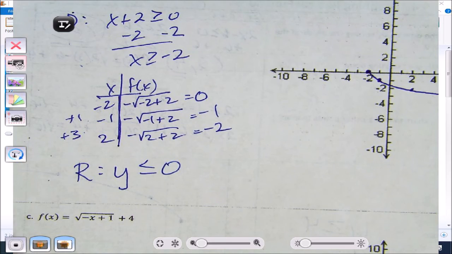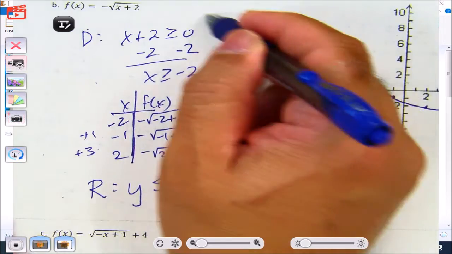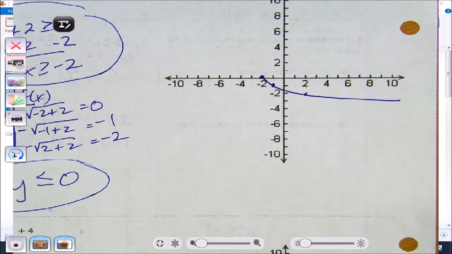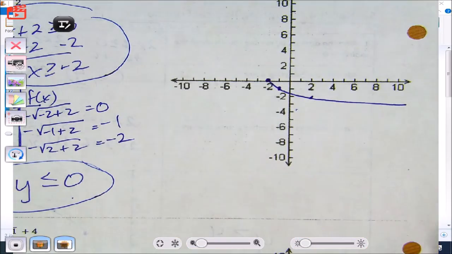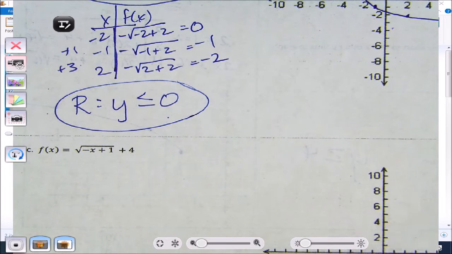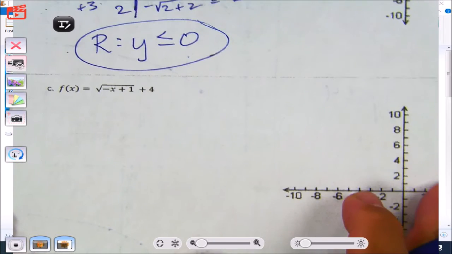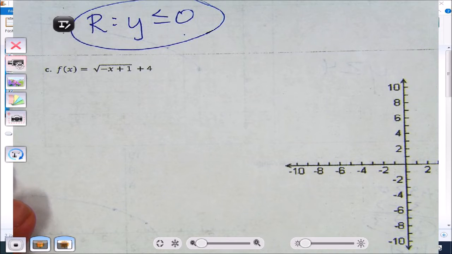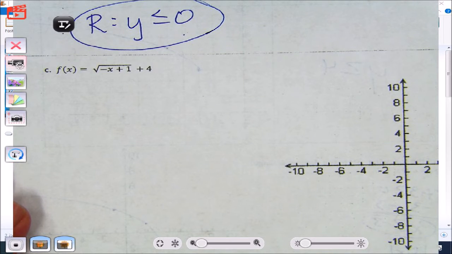Okay, so what are the directions? It says find a domain, find the range, and graph. So there's three parts. Good question. All right, here we go. Last example. How are we doing on time? We're at least 17. Okay.